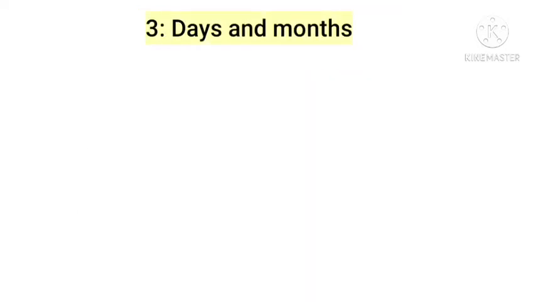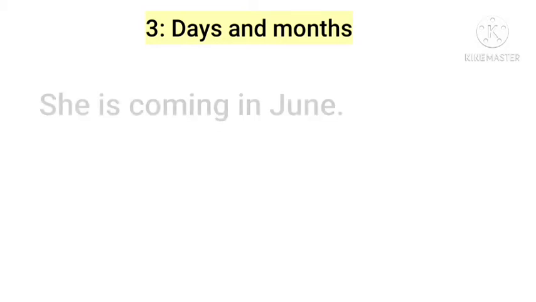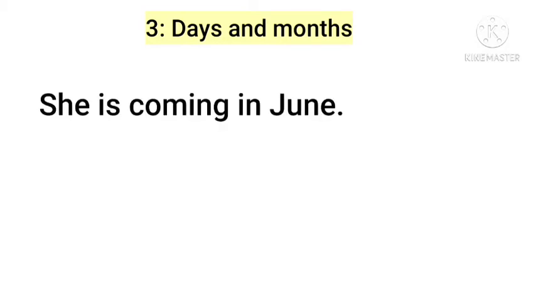Rule number 3. We don't use articles with days and months. Name of days and name of months. Example number 1. She is coming in June. In this sentence, June is the name of a month. So we can't say she is coming in a June. That is incorrect. The correct sentence is in June.